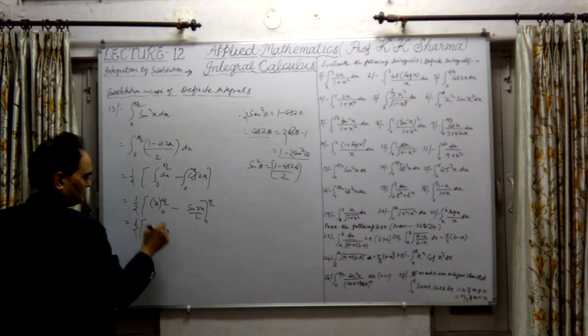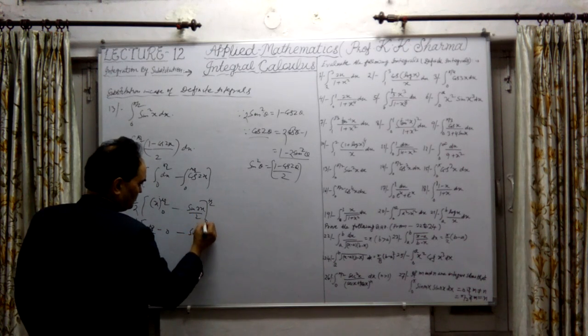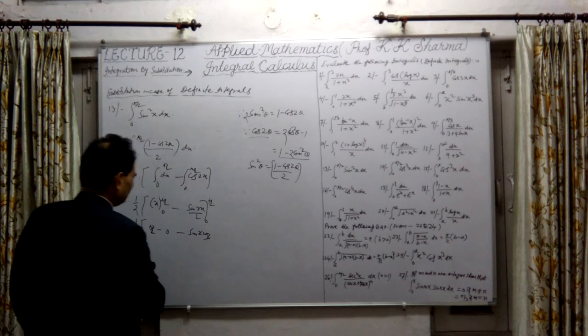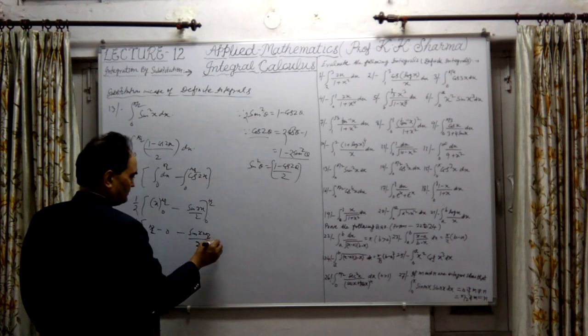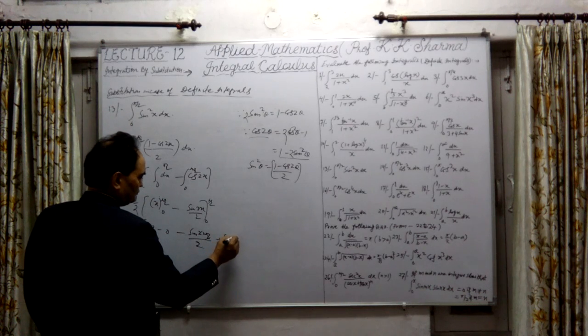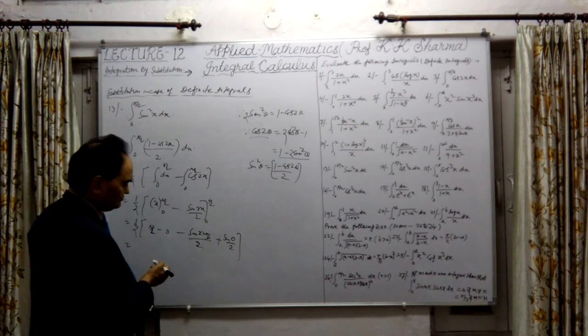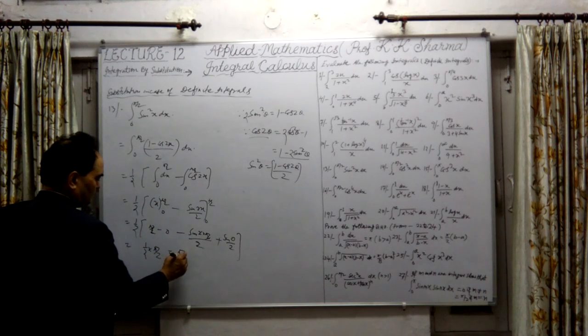This is minus sine, let me substitute here. This is sin 2 into pi by 2, that means sin pi, minus sin 0. This 1 by 2 is taken common. Minus minus plus in between. Then sin 0 is 0, both are 0, and sin pi is 0. You know this. That means 1 by 2 into only pi by 2, that means pi by 4 is the answer.